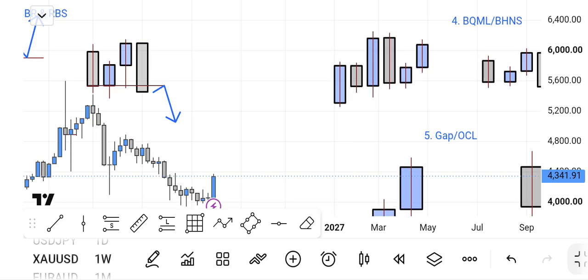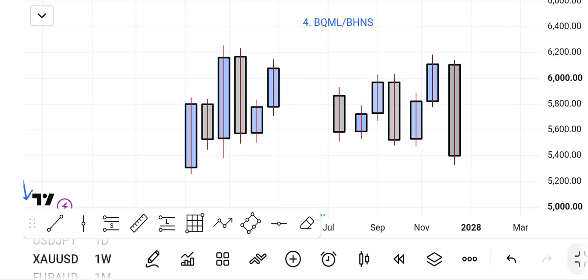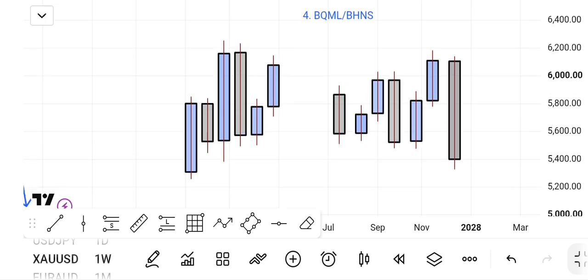So this is the fourth one. It is called the broken QM or the broken HNS. HNS is head and shoulder. So depending on the school of thought, it can be called broken HNS.